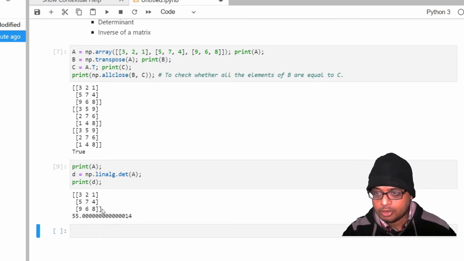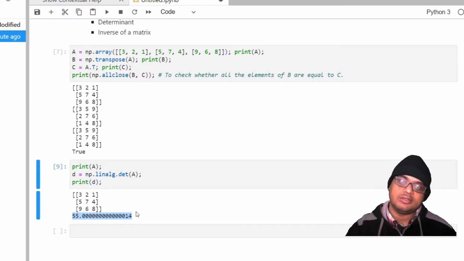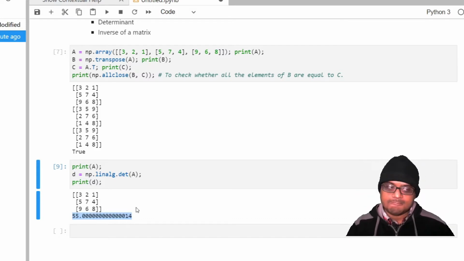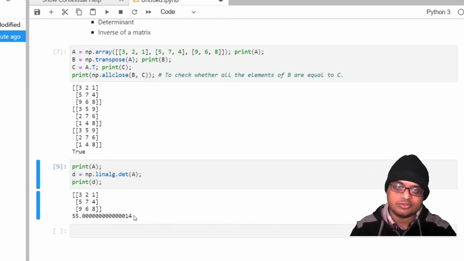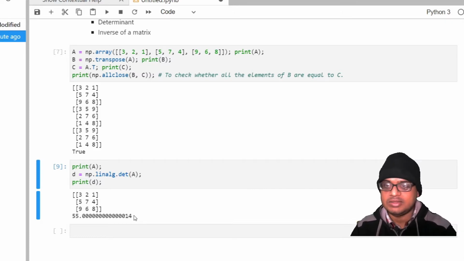If you take out the determinant of this, you'll find out it's not 55.000014, but it is rather 55. And this is what I just spoke about. It's because of the finite accuracy and representation of a number in a computer. It's stored in bits, and thus there will always be these small errors.